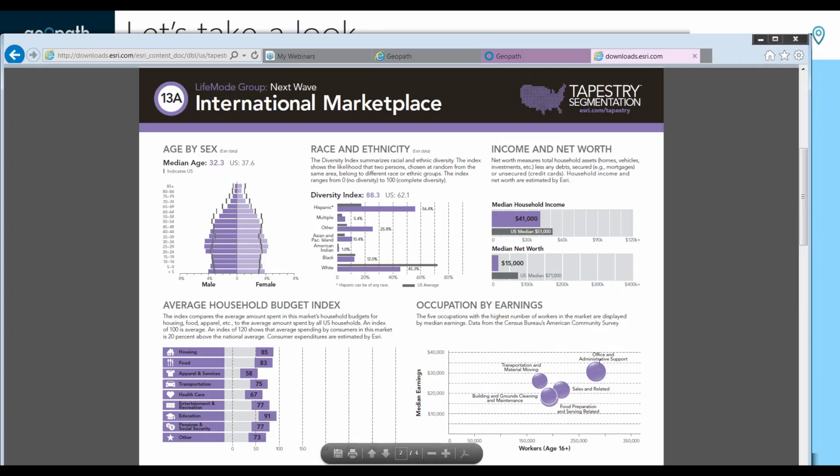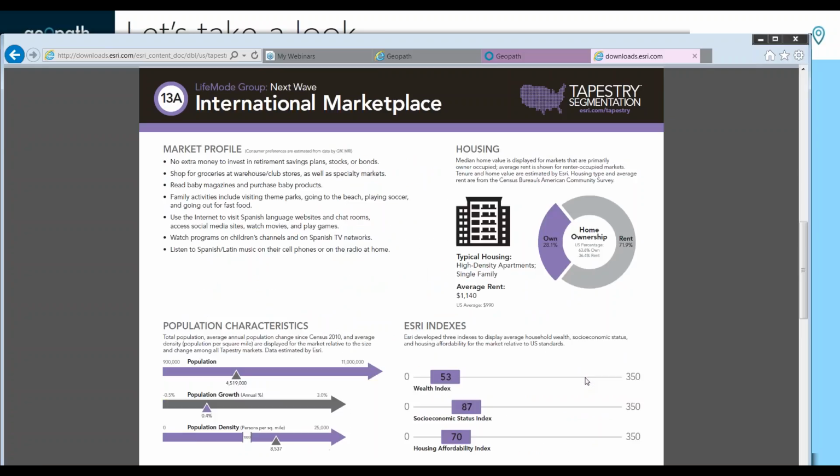And then on the right side, you can see the clusters of different jobs they hold with by earnings. And then also more on this third page, more anecdotal information on them, again, so you can get a richer sense of who they are. So no extra money to invest in retirement saving plans, stocks, or bonds, shop for groceries at warehouse clubs, read baby magazines, use the internet to visit Spanish language websites, etc.